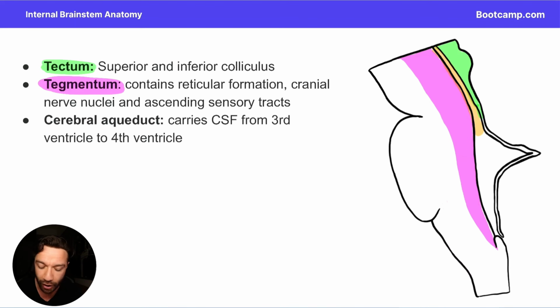So this is where we're going to have our reticular formation, our cranial nerve nuclei, which give off the cranial nerves which go to the head and neck, as well as ascending sensory pathways, which are going to be passing through here.